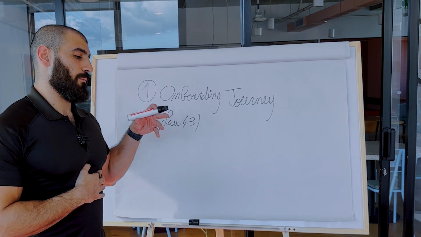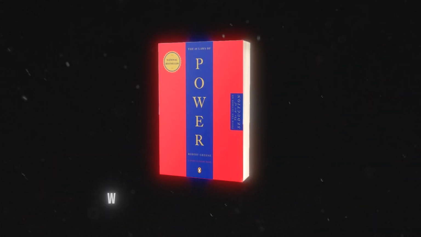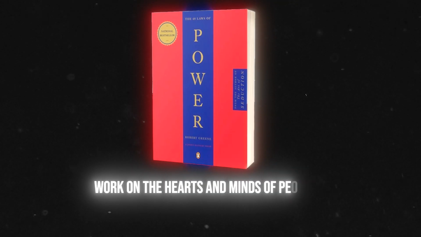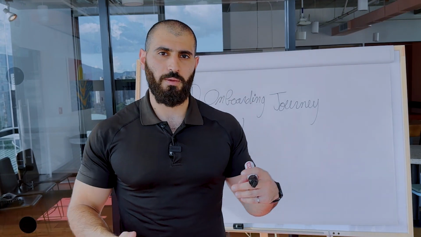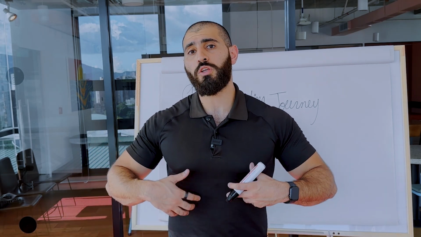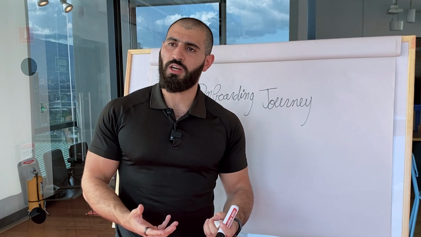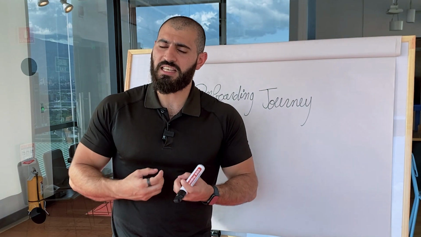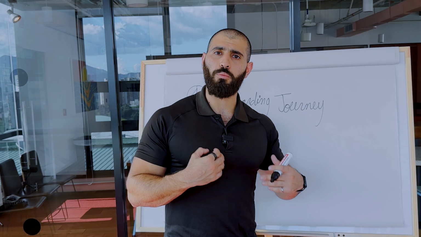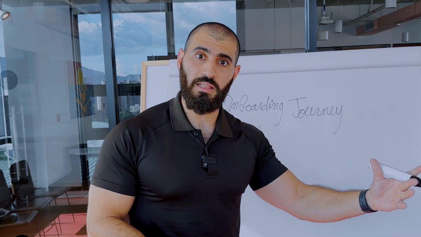Law 43 from one of my favorite books, 48 Laws of Power, which says, work on the hearts and minds of people. When you're able to work on the hearts and minds of people and are able to give them what it is that they seek and what it is that they're looking for, they are going to reward you with loyalty. And we can understand now, when we are able to foster this sense of belonging and this sense of community to the new people entering our community, all of a sudden, we are going to be rewarded by a higher percentage of these people with loyalty and with a sense of belonging, which is ultimately going to reduce the churn rate.